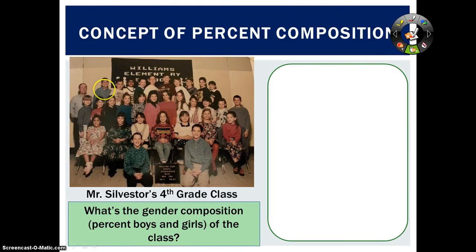So let me count the boys. I have 1, 2, 3, 4, 5, 6, 7, 8, 9, 10, 11, 12, 13, 14. 14 boys. Let me count the girls now. 1, 2, 3, 4, 5, 6, 7, 8, 9, 10, 11, 12, 13, 14, 15, 16, 17 girls. And in case you were wondering, that one is me.